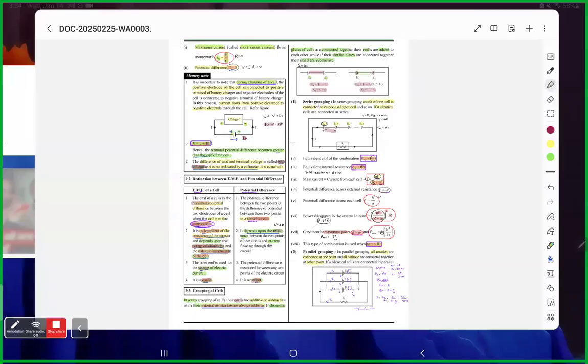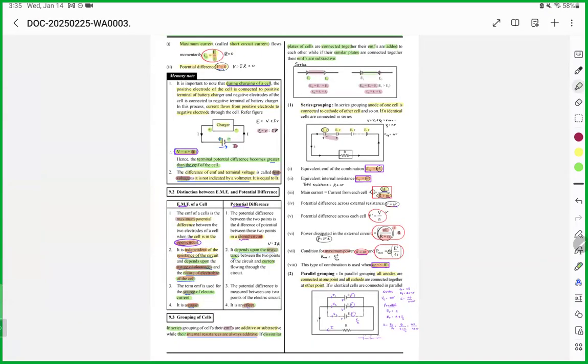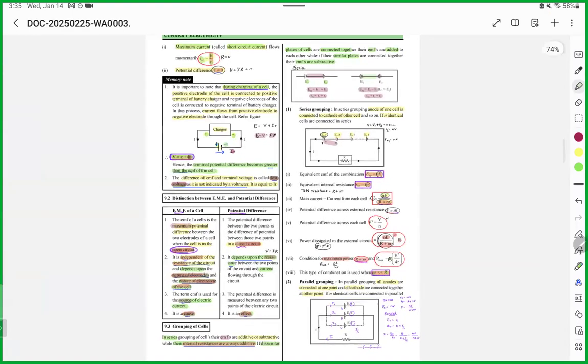Any doubt in series combination? Because parallel combination will be easy to understand if you know everything from this series combination. Ask your question from series.